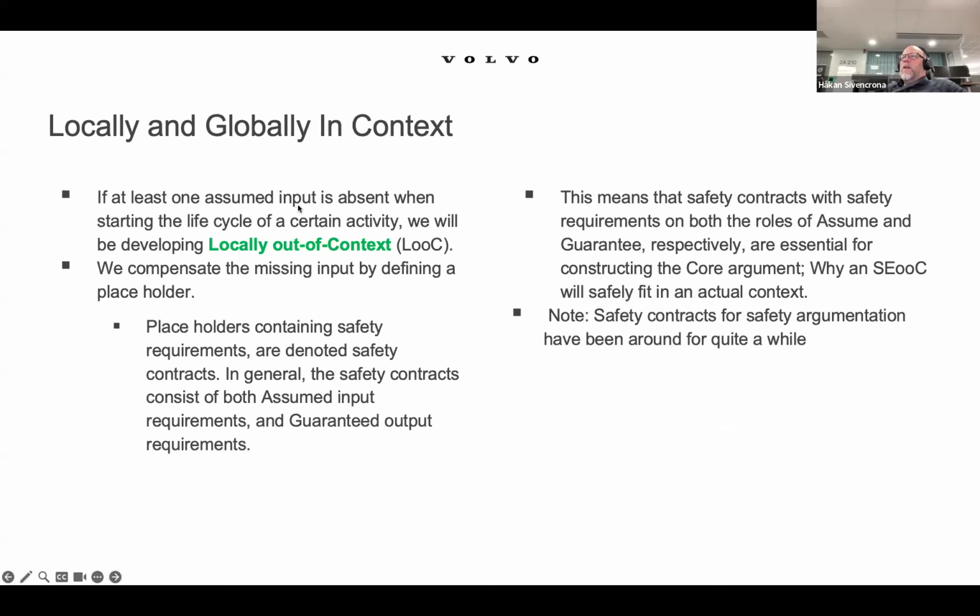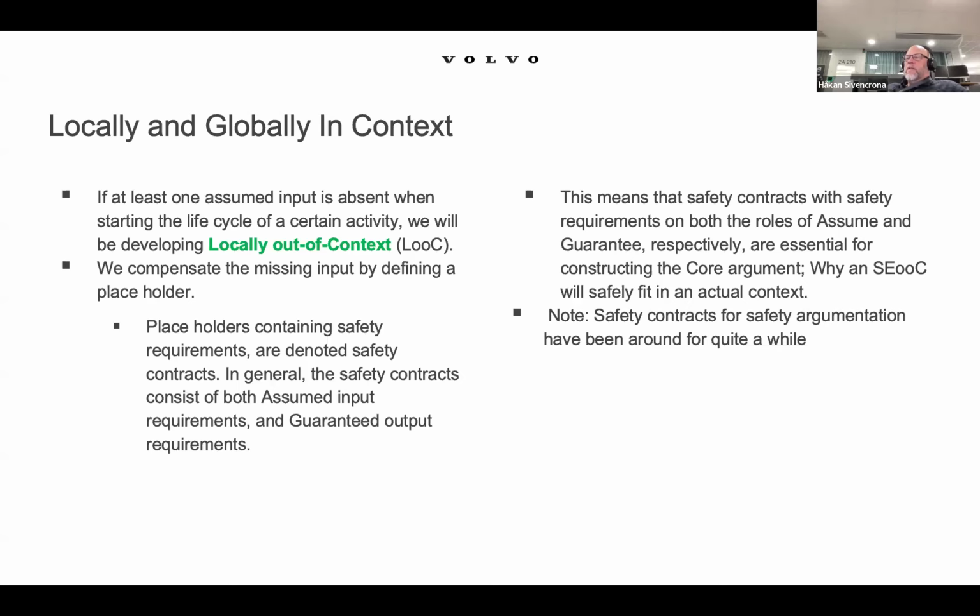If at least one assumed input is absent when starting the life cycle of a certain activity, we will be developing locally out of context. It means that we have some knowledge about this system, but we are locally out of context. So we need to take care of this by having some assumptions. We need to say that if it's like this big, or if the speed can vary like this, we can handle it. If it's going to vary like this, we need to lower the expectations on our components.